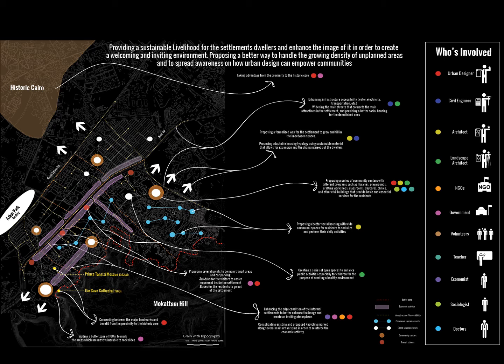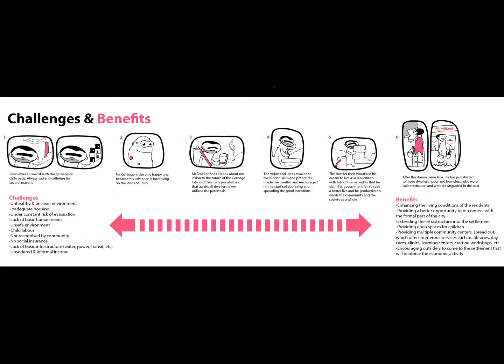To better explain the challenges I'm addressing and how the dwellers will benefit from the vision, I created a storyboard, which tells the story of an average dweller who is living a problematic situation on a daily basis, as he coexists with the garbage for a number of reasons. To name a few: lack of basic infrastructure, inadequate housing, and being under constant risk of evacuation.